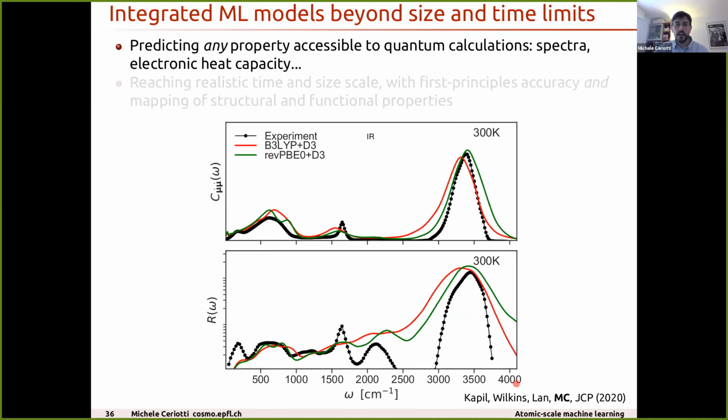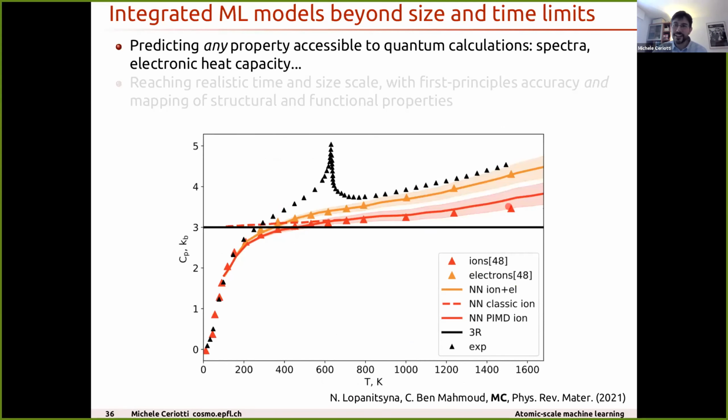The second aspect that we are really trying to push towards is the idea of having integrated models that don't give you only one property, but allow you to predict at the same time all the properties that would be accessible to a quantum calculation. This is really powerful because it means that you can, for instance, compute entirely with first principles accuracy optical properties of your system. Here you're seeing the IR and Raman spectra of liquid water computed with first principle accuracy using both an interatomic potential and a model of the dielectric response that is fitted on first principle calculations.